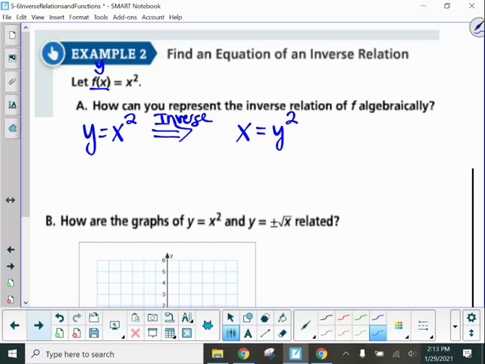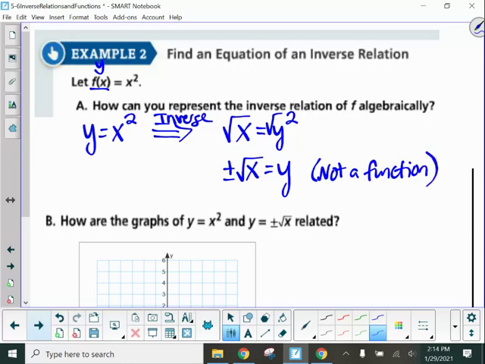And then we solve for the y. To solve for the y, you're going to take the square root of both sides using the square root property. And remember, whenever we do that property, I would have to put the plus or minus out in front of that equation. So the y is plus or minus the square root of x. This is actually not a function because it does not pass the vertical line test. When you have both the positive and the negative square root, it actually looks like a sideways parabola rather than an up and down parabola like the y equals x squared.